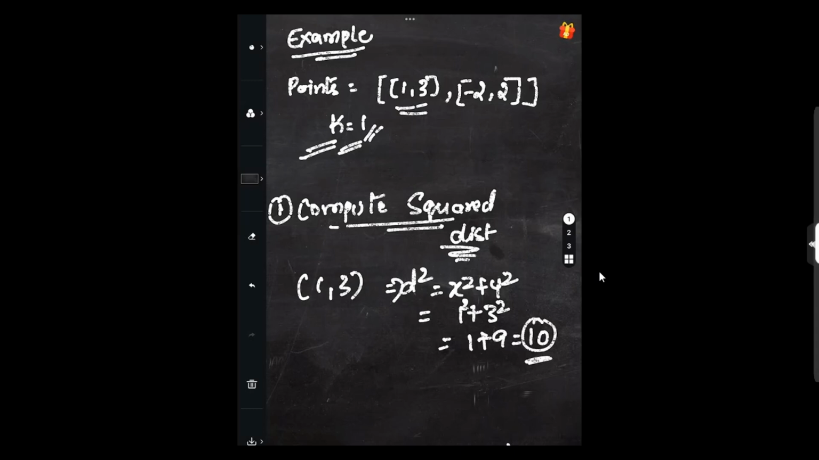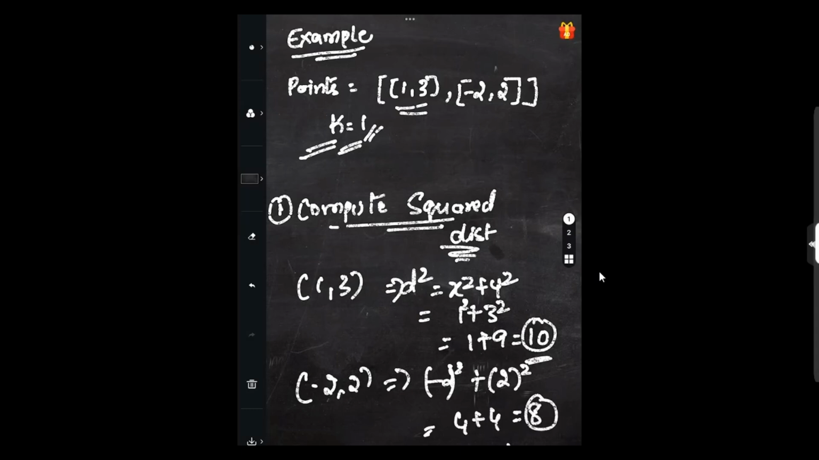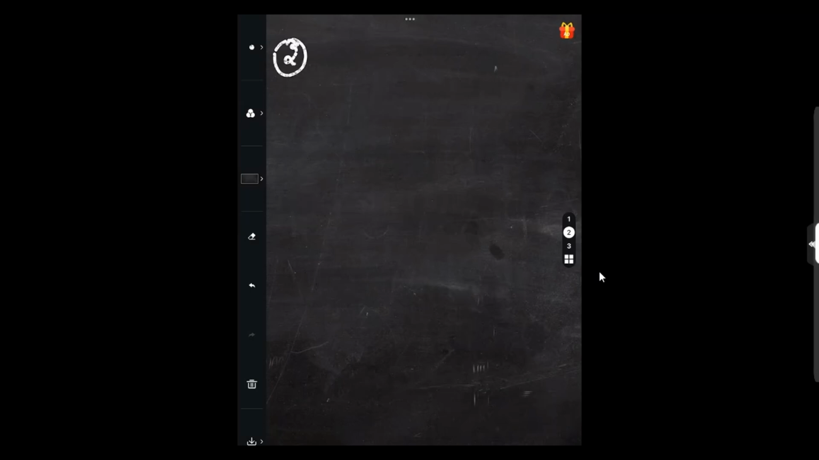Now let's consider minus 2, 2 here. Same formula we will go with. So this will be minus 2 square plus 2 square. This will be 4 plus 4, nothing but 8. Now we have got 10 and 8. I hope this is clear. We have just computed the squared distance. This will be 10 and 8.